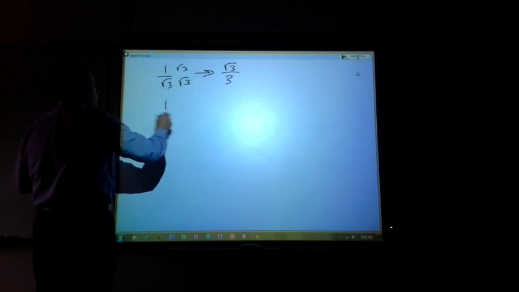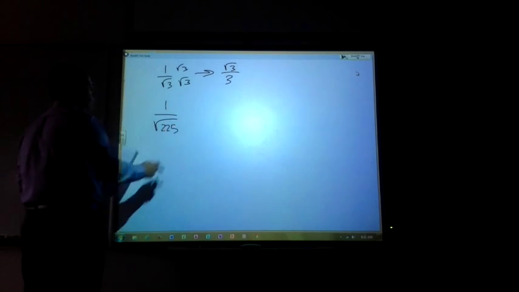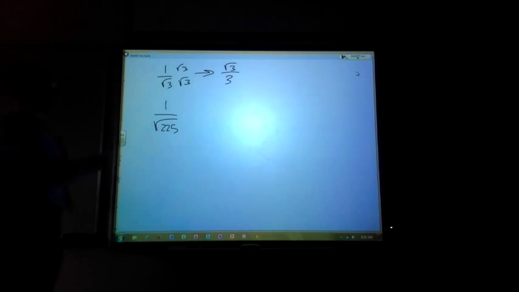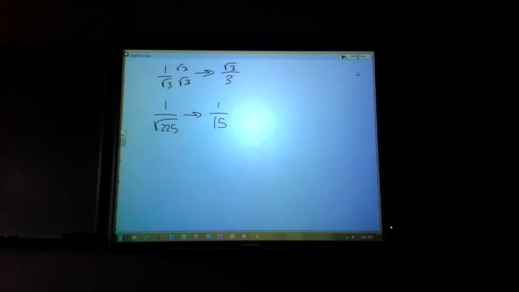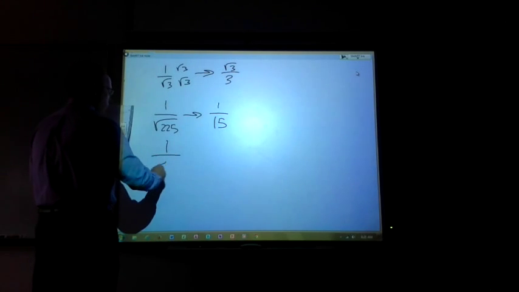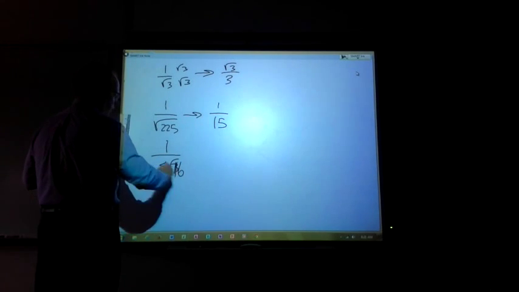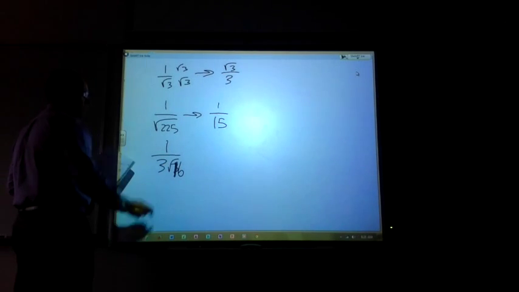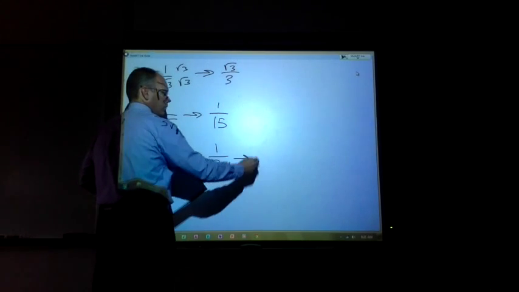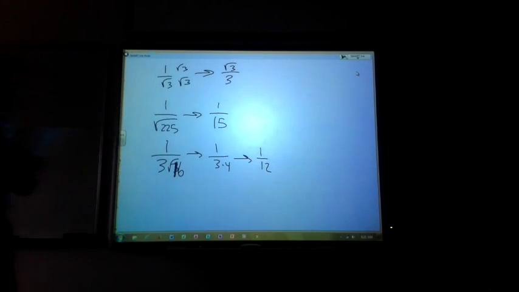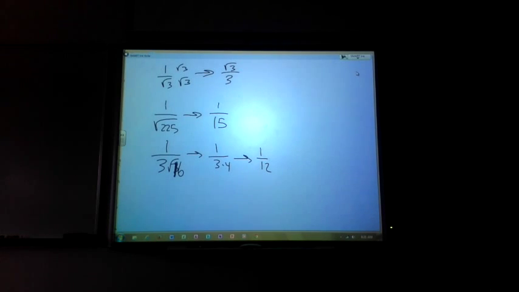Number 11. If you know your perfect squares, you'll do well. Square root of 225 is 15. Okay? If you didn't, you multiply top and bottom by root 225, and you'd have to know this perfect square to break it out. Number 12, I have 1 over 3 root 16. What's the square root of 16? 4. 3 times 4 is? Okay.